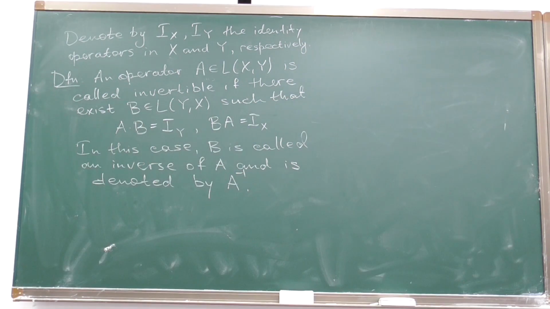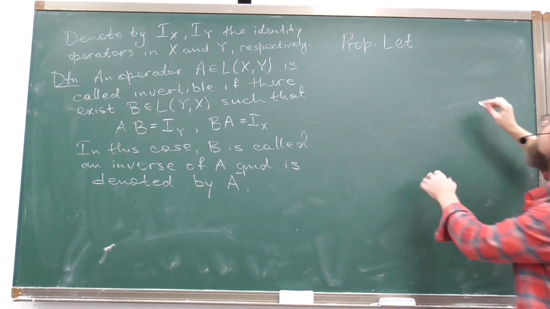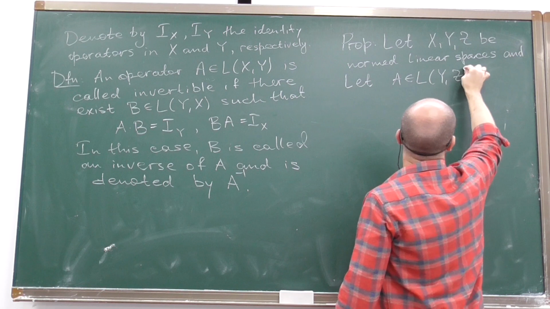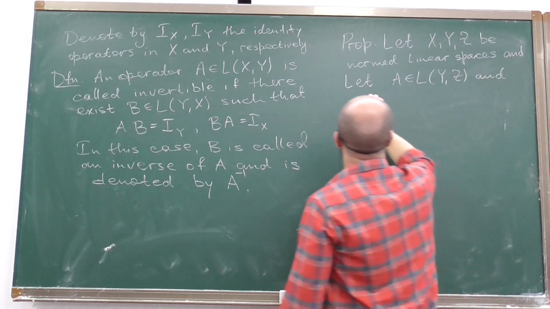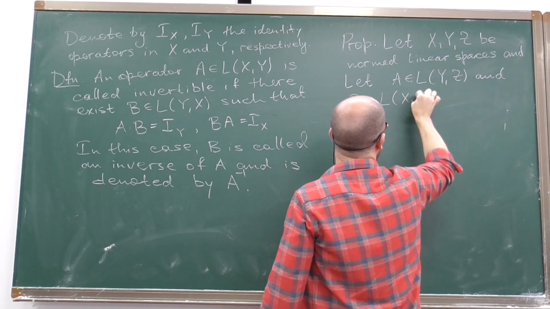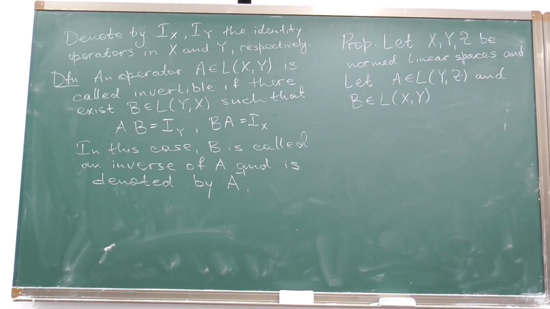Let me state the simplest properties of the invertible operators and the inverses. So let X, Y, and Z be normed linear spaces. A be a bounded linear operator from Y to Z, and B be a bounded linear operator from X to Y. And we suppose that both of these operators, A and B, are invertible. The inverse operator is unique.